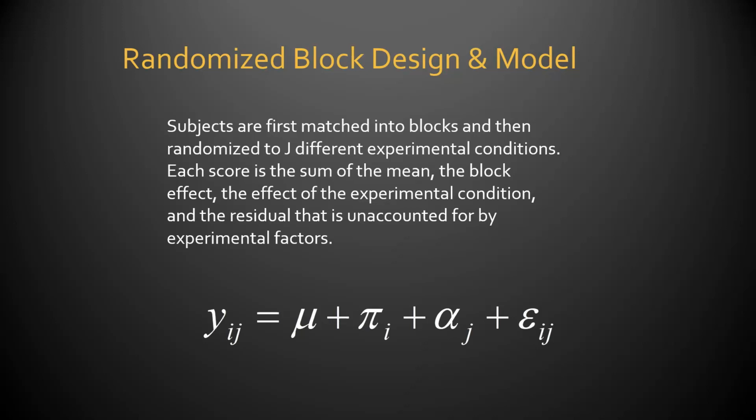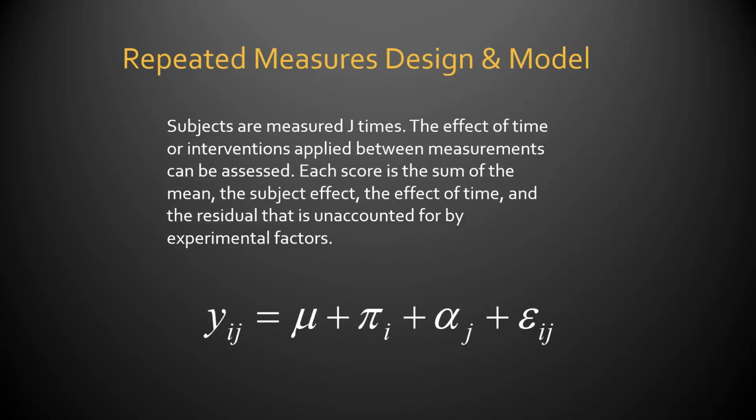So subjects are first matched into blocks and then randomized to J different experimental conditions. Each score is the sum of the mean, the block effect, the effect of the experimental condition, and the residual that is unaccounted for by experimental factors. Whereas with the repeated measures design, exact same model, but subjects are measured J times. The effect of time or interventions applied between measurements can be assessed. Each score is the sum of the mean, the subject effect, the effect of time, and the residual that is unaccounted for by experimental factors. So that's the randomized block and the repeated measures design.